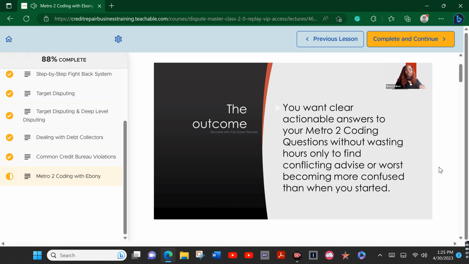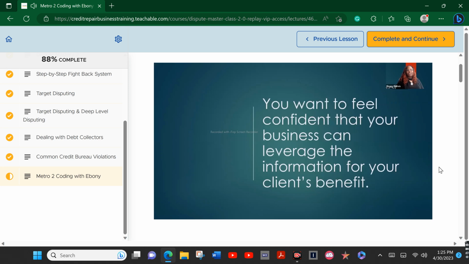So when you're dealing with something that's new to you in your business and your structure, I want you to really try and pay attention to where you get your information and your details. You want to feel confident that your business can leverage the information for your client's benefit. When I say leverage the information for your client's benefit, I really mean that I want you to be able to take the information, apply it to your letters, and figure out how to incorporate it into your process so that you can maximize getting a higher deletion ratio based off mistakes, errors, misleading information, and information that is not disclosed properly. And I really truly believe that sometimes this information can be leveraged for what is being disclosed properly.